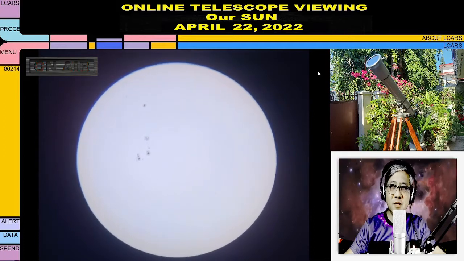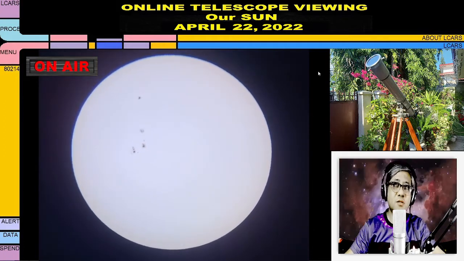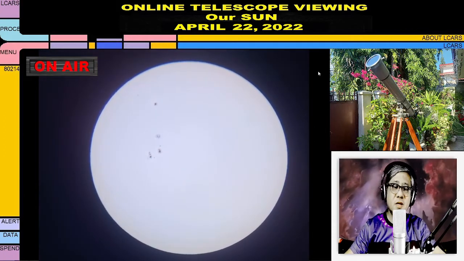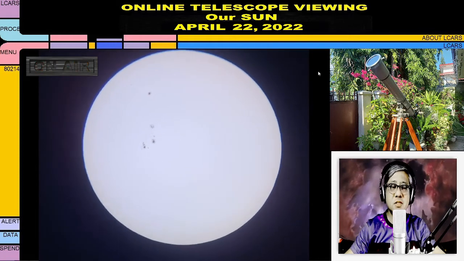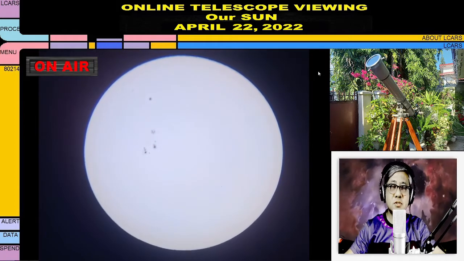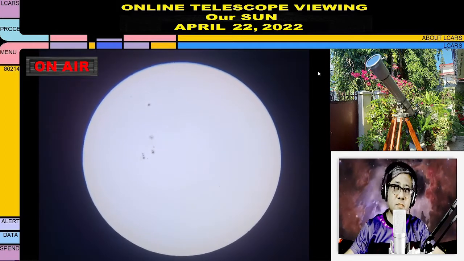Alright, so ayan po, that's our online telescope viewing for today, April 22, 2022. And again, we celebrate Earth Day. Alright, and again po, gusto ko pong i-promote bago po tayo magtapos yung mga remaining activities ng Bedan Society of Young Astronomers in the continuing celebration of Global Astronomy Month.